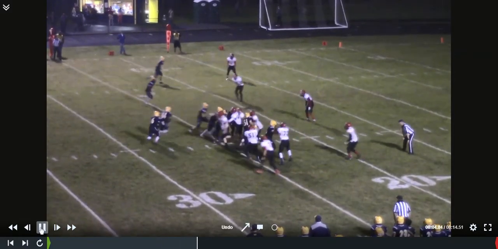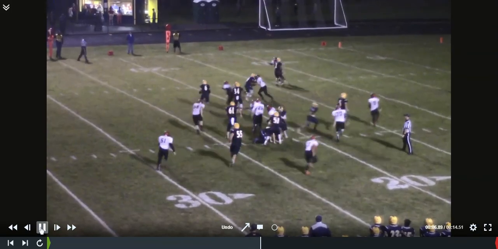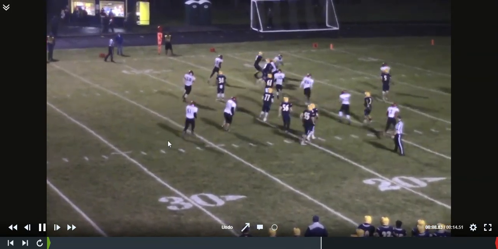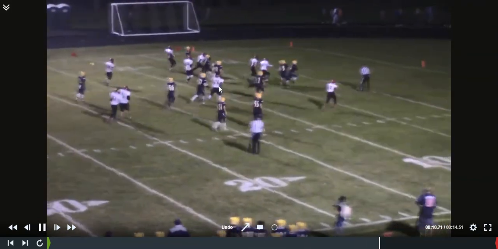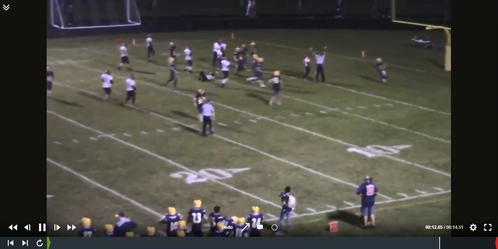Okay, there is no edge defender, so it's a full read. We get some good downfield block and cut.